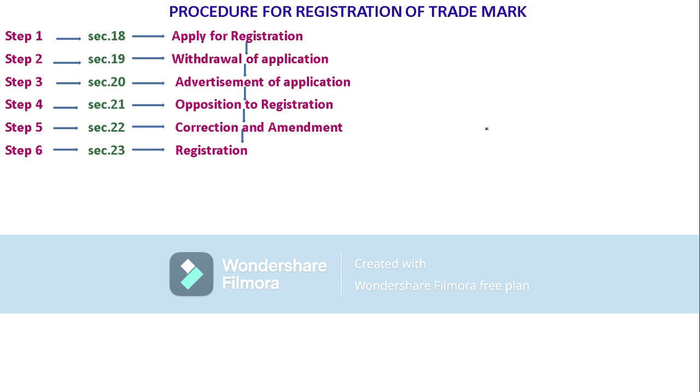Our topic today is the procedure for registration of trademark. In the previous class, we learned about the concept of trademark, the types of trademark, and the grounds or conditions for refusal of trademark. After that, we are going to learn about the procedure for registration of trademark.